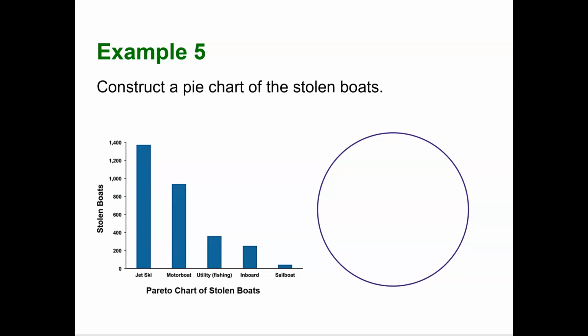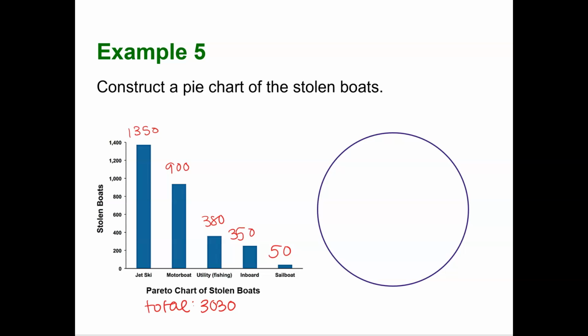The first thing I need to do is figure out what values each of these are. This jet ski bar looks a lot like 1350, and these are not perfect. This looks a lot like 900, and let's just say 380 and 350. Those are pretty similar, and then 50. I'm going to add up all these numbers, which gives the total number of stolen boats. When I add them all up, I get 3,030.